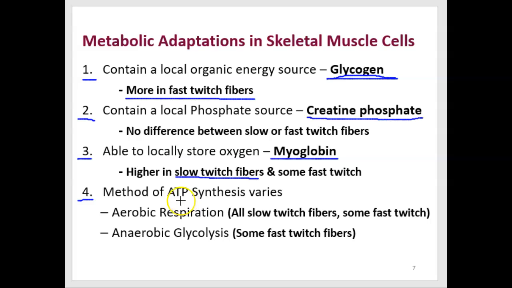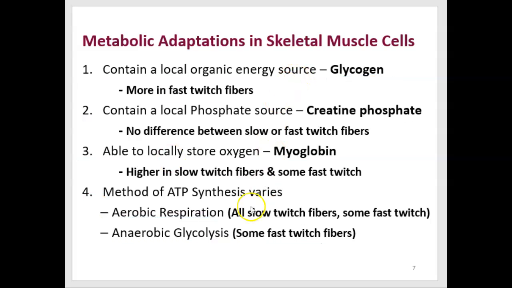the ATP synthesis will vary. The method of ATP synthesis will vary depending on the enzymes present. So aerobic respiration is used, as I mentioned, in slow twitch fibers, and anaerobic glycolysis is used by fast twitch fibers. So let's first look at glycogen in a little bit more detail.